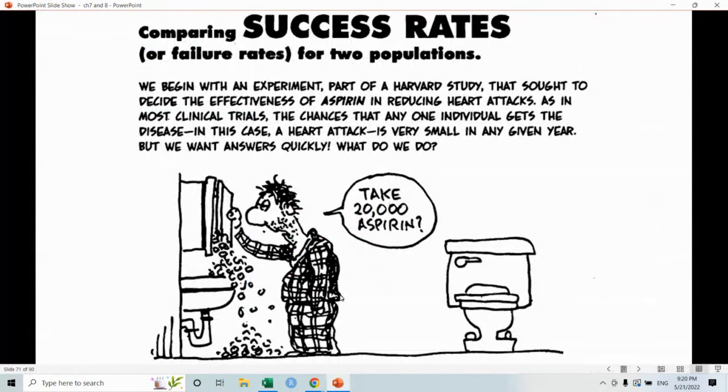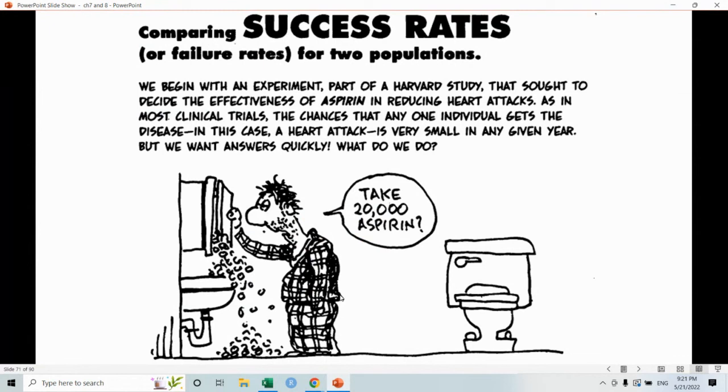Right. So comparing success rates or failure rates for two populations. We begin with an experiment, part of a Harvard study that sought to decide the effectiveness of aspirin in reducing heart attacks. As in most clinical trials, the chances that any one individual gets the disease, in this case heart attack, is very small in any given year.